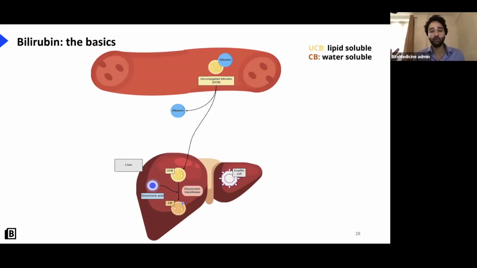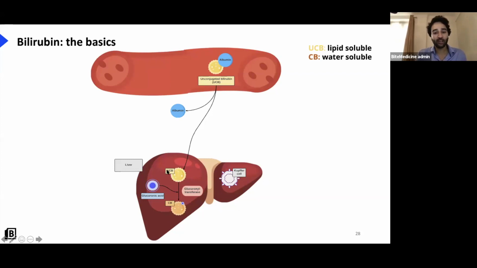So in order for bilirubin to be excreted, it needs to be water soluble. For example, it needs to be excreted in your feces and in your urine. So this process of conjugation is so important for excretion, because this unconjugated bilirubin needs to become water soluble. All conjugation involves is turning unconjugated bilirubin into conjugated bilirubin with the addition of glucuronic acid via the action of glucuronyl transferase, or UDP glucuronyl transferase.